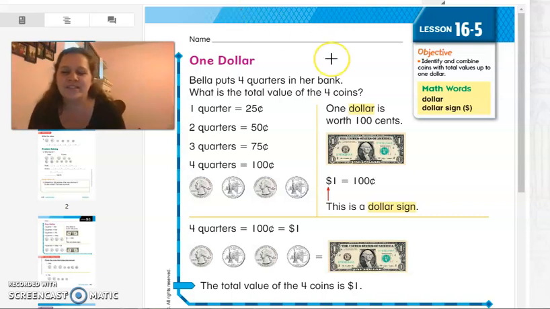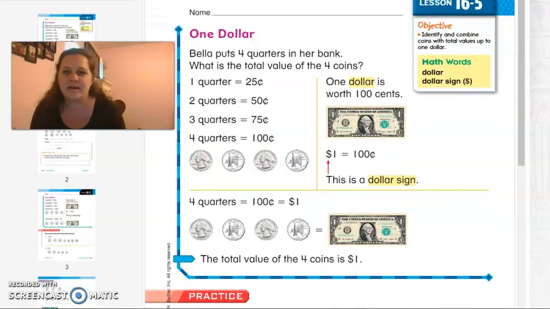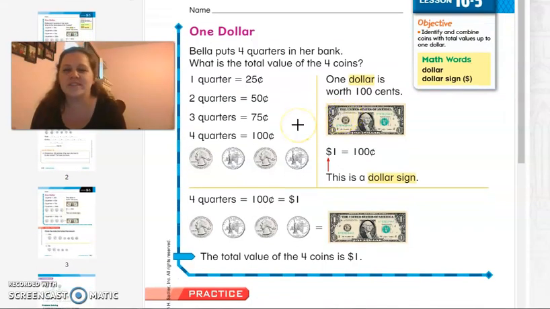So at the top of page 611, it says $1. Bella puts 4 quarters in her bank. What is the total value of the 4 coins? And remember, total value just means how much does she have all together. If she adds up all 4 coins, all 4 of her quarters, how much money does she have?